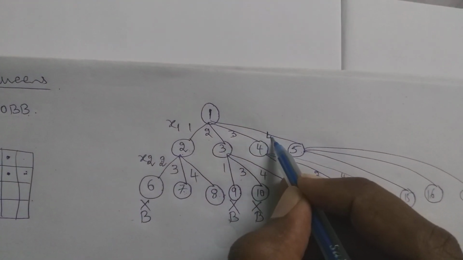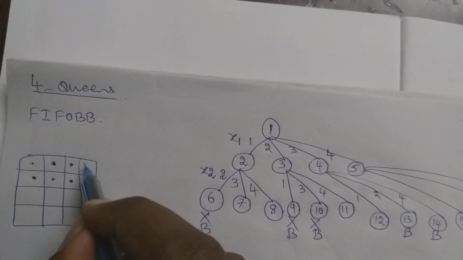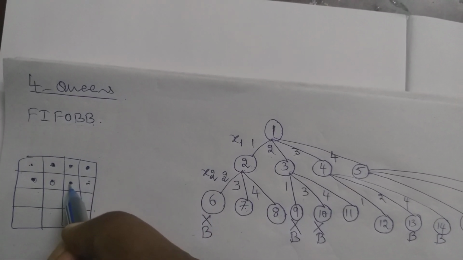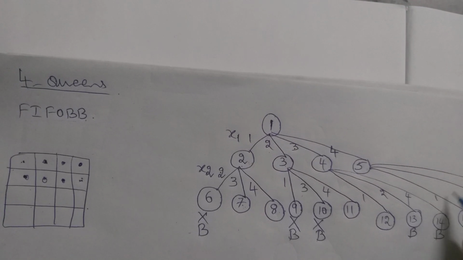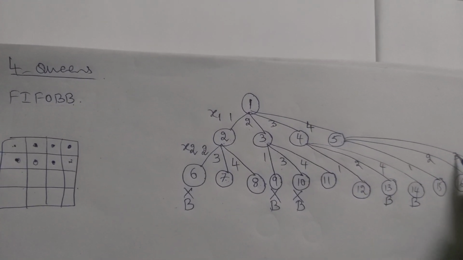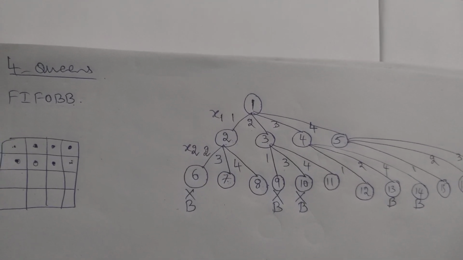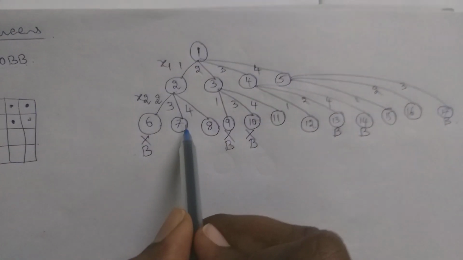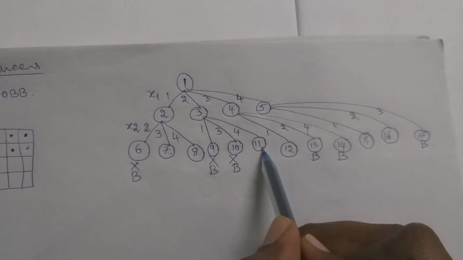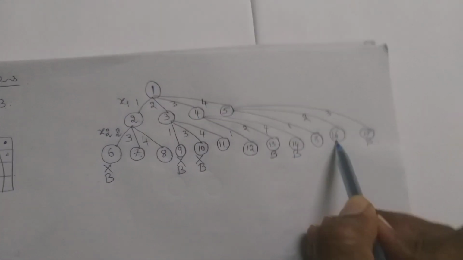Queen 1 is already placed in column number 4. Therefore, we check queen 2 can be placed in 1, 2, 3 columns. The only bounding condition fails when queen 2 is in column number 3. Now you see the live nodes are 7, 8, 11, 12, 15 and 16.